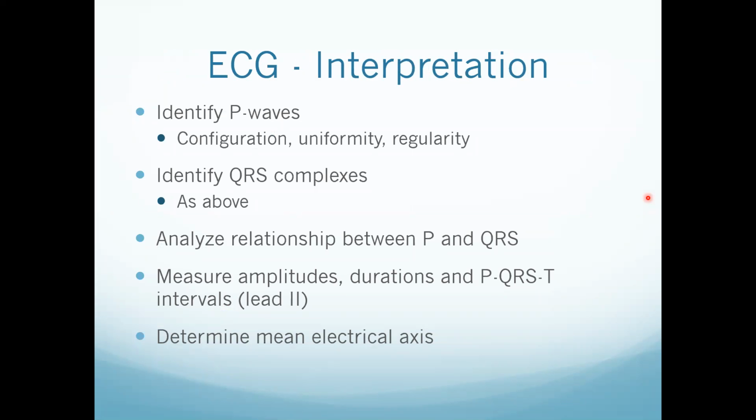So when we look at the overall rhythm, we first need to identify the individual complexes. So we're going to look for P waves. We're going to look at their configuration. Are they positive? Are they negative? Are they all the same? Are they changing a little bit? We're going to look for QRS complexes, and we're going to look at basically all the same things. Do they all look the same? Do some of them look different? Are they occurring regularly or irregularly?